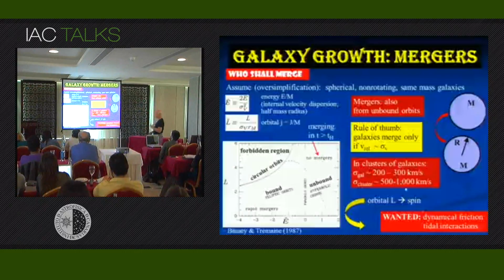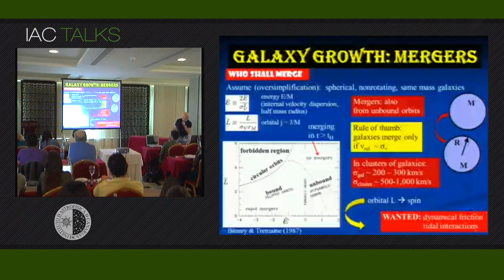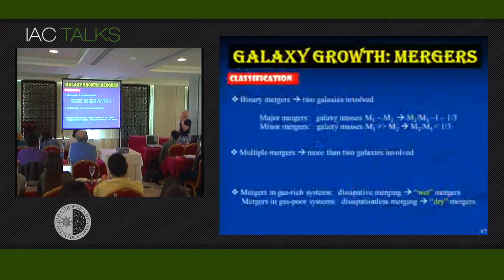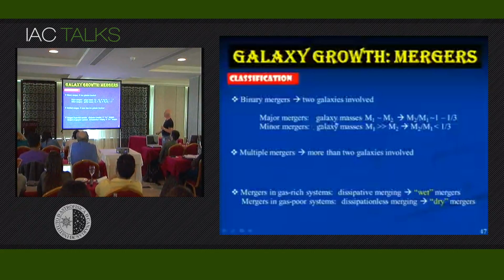Typically, galaxies merge when the relative approaching velocity of these galaxies is of the order of their internal dispersion velocity. That immediately singles out the clusters, where the dispersion velocities are hundreds up to 1,000 kilometers per second, while the internal velocities are only 200-300 kilometers per second. So mergers will be inefficient there. In the merging process, the orbital angular momentum normally is expected to be absorbed into the spin of the remnant. What is clearly very important in the merging process, and makes them sticky, is dynamical friction and tidal interactions.